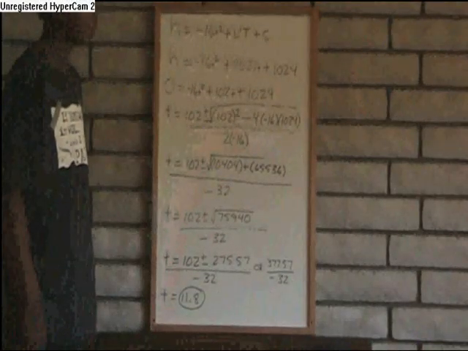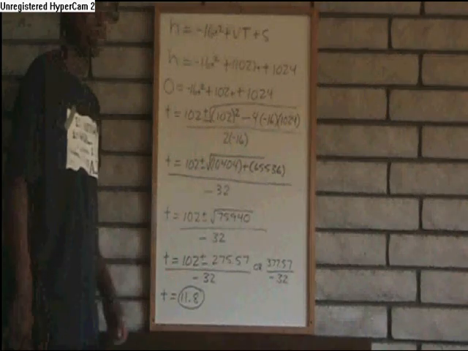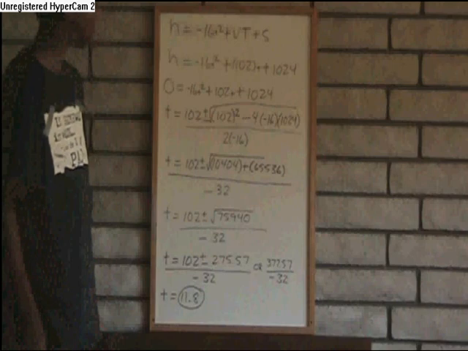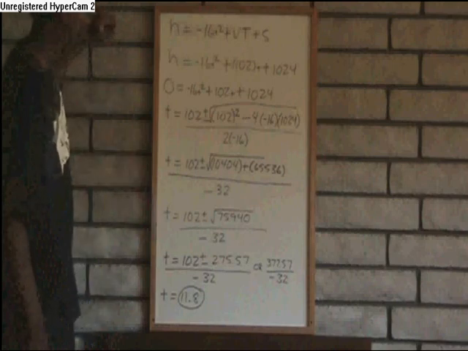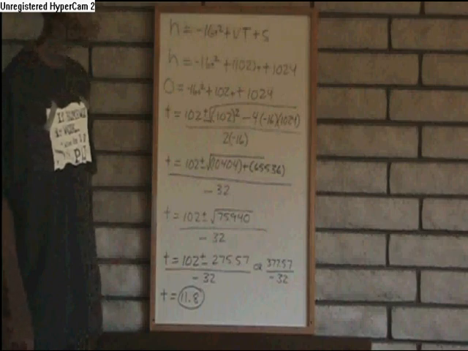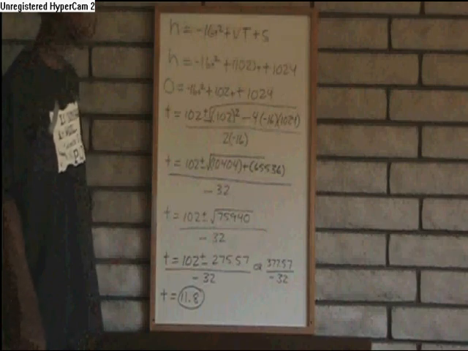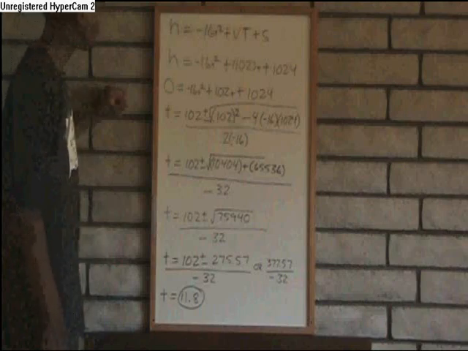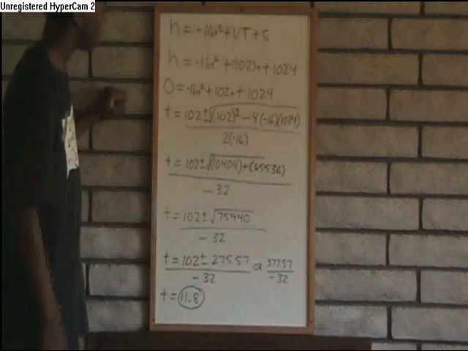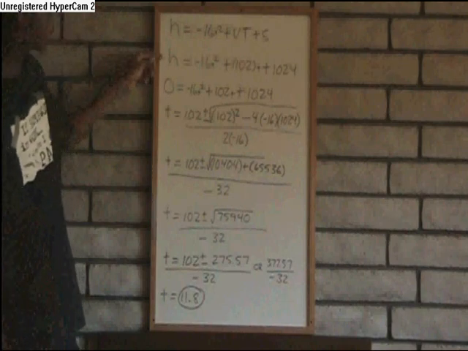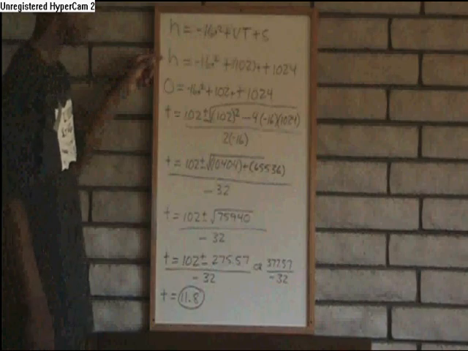We already know the vertical motion model is h equals negative 16t squared plus vt plus s. We already know that the hole is 1,024 feet deep. We also know that he is going to hit the trampoline and come back at 102 feet per second. So now we can substitute the values for v and s in our equation. H equals negative 16t squared plus 102t plus 1024.